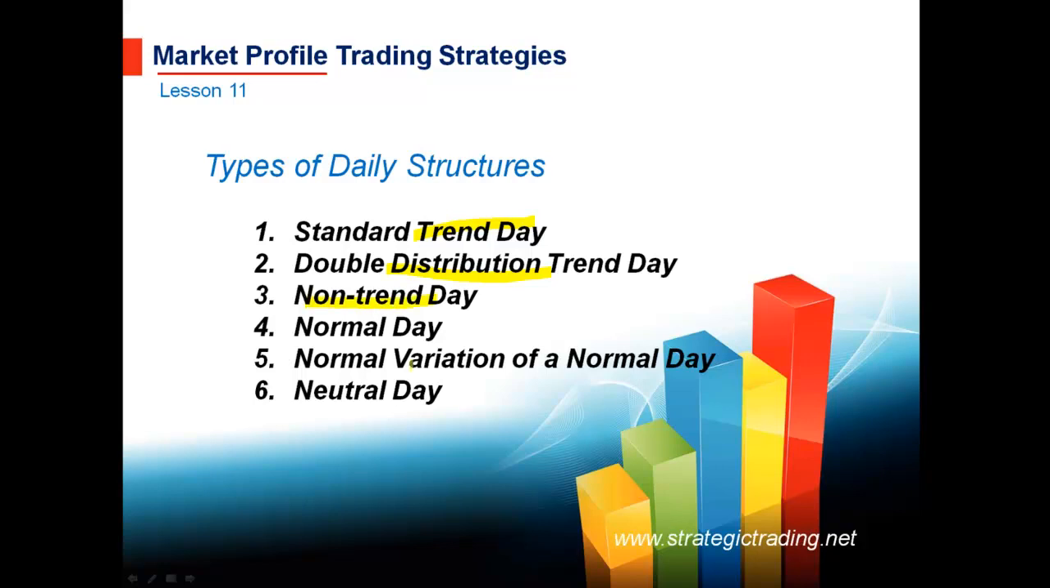We will just take another glimpse at them today, and then we're going to cover three new different types of daily structures: what is known as a normal day, a normal variation of a normal day, and a neutral day. So this will give us the complete picture of the 6 different types of daily structures that are likely to develop during any one day.